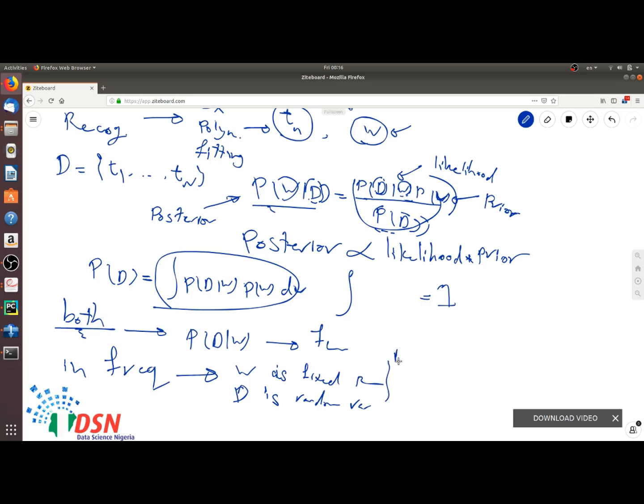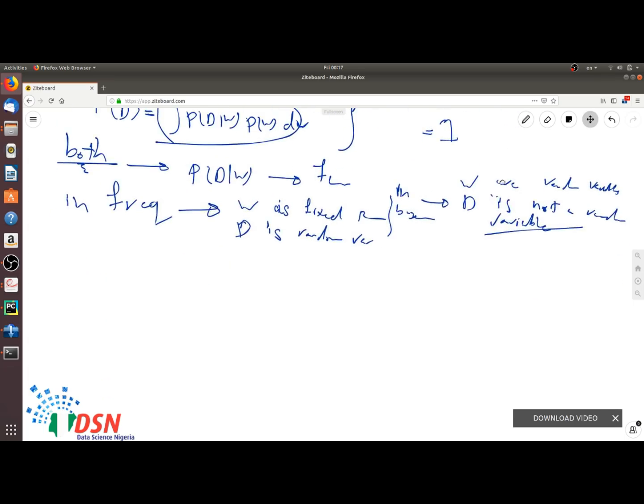In contrast, the Bayesian approach says that W's are random variables, but the dataset is not a random variable. And this is the difference between the Bayesian approach and the Frequentist approach.